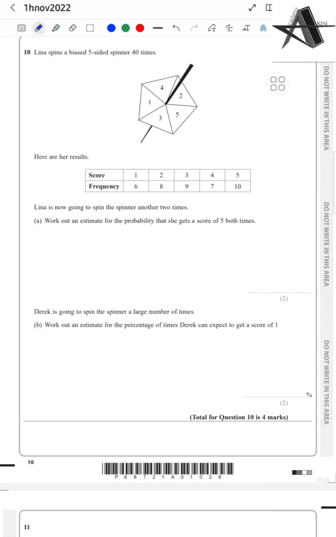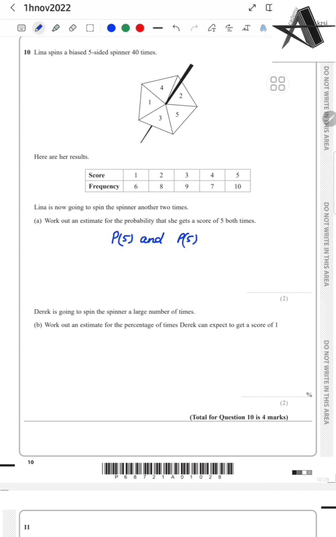Here are her results. It means that she got score 1 6 times, score 2 8 times, and so on. Lena is now going to spin the spinner another 2 times. Work out an estimate for the probability that she gets a score 5 both times. That means she wants the probability of getting 5 and the probability of getting 5.